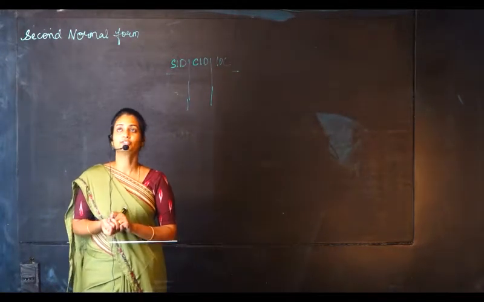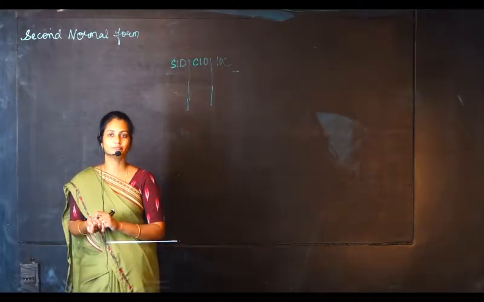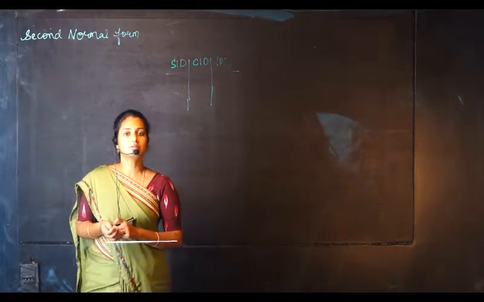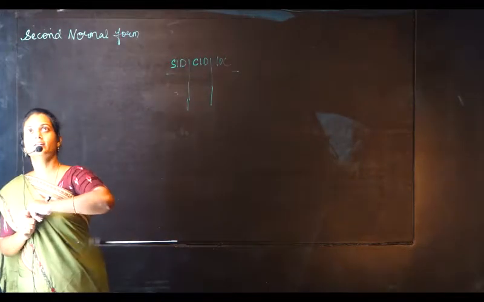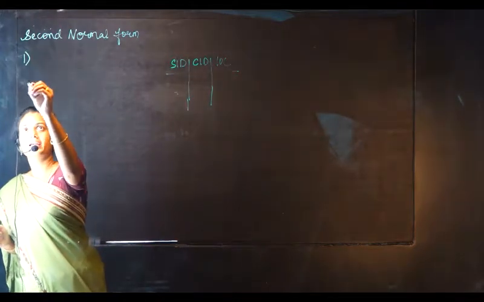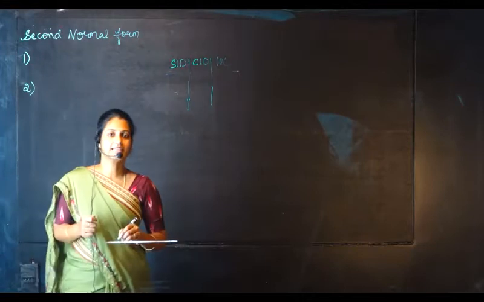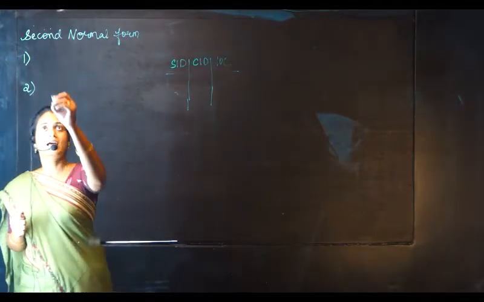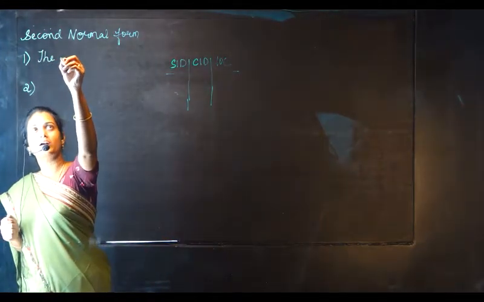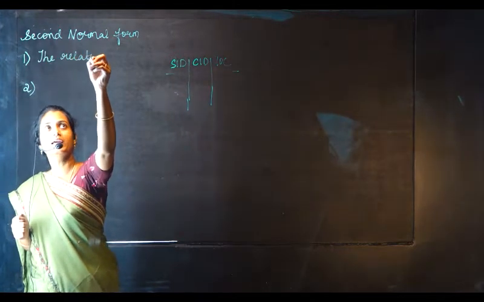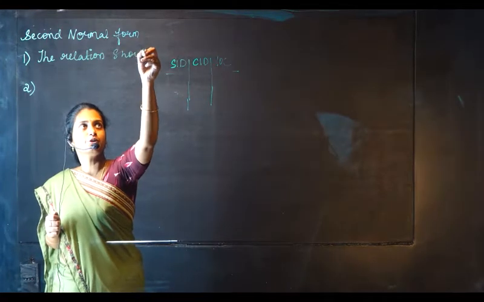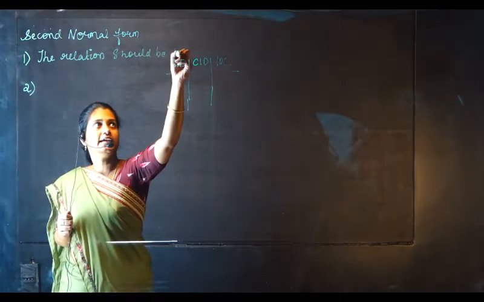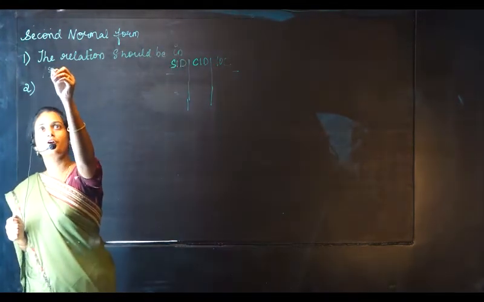So welcome back. Now we'll see what is second normal form. If the table is in the second normal form, it should fulfill two things. What are those things? The table, or the relation, should be in first normal form.